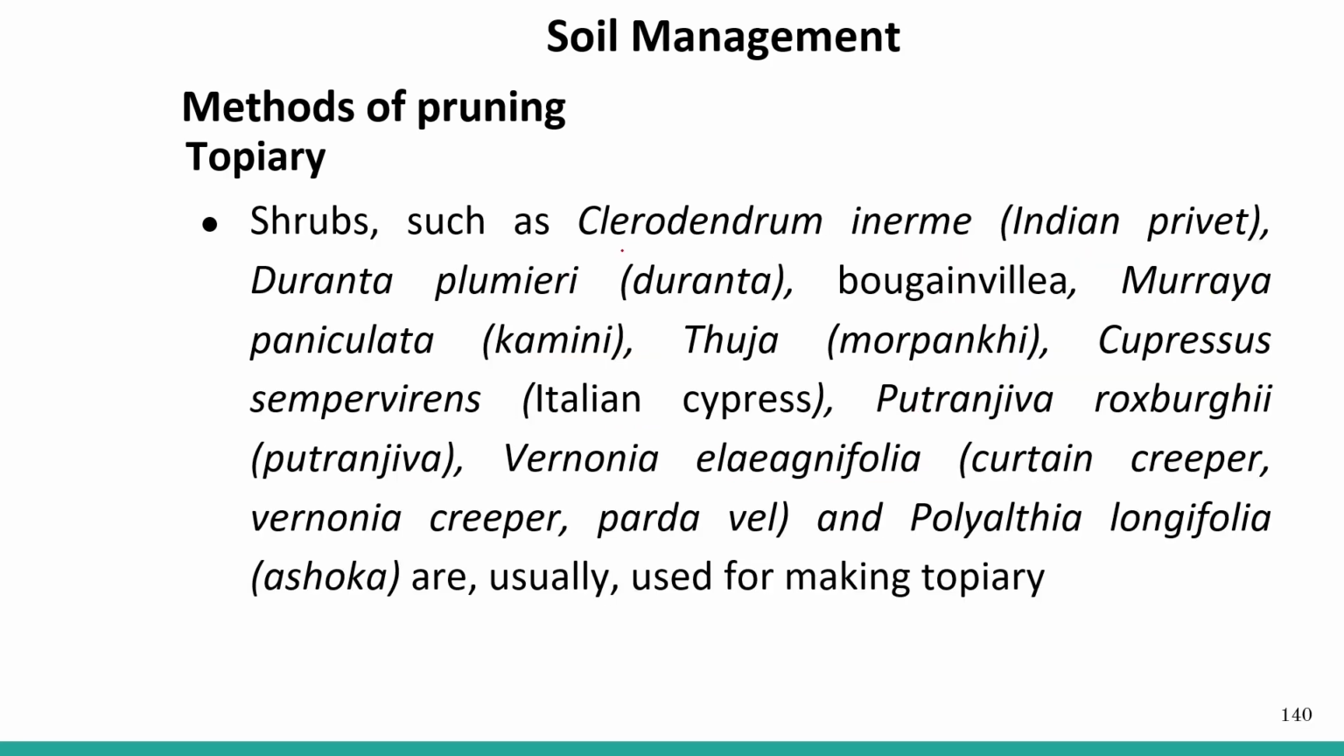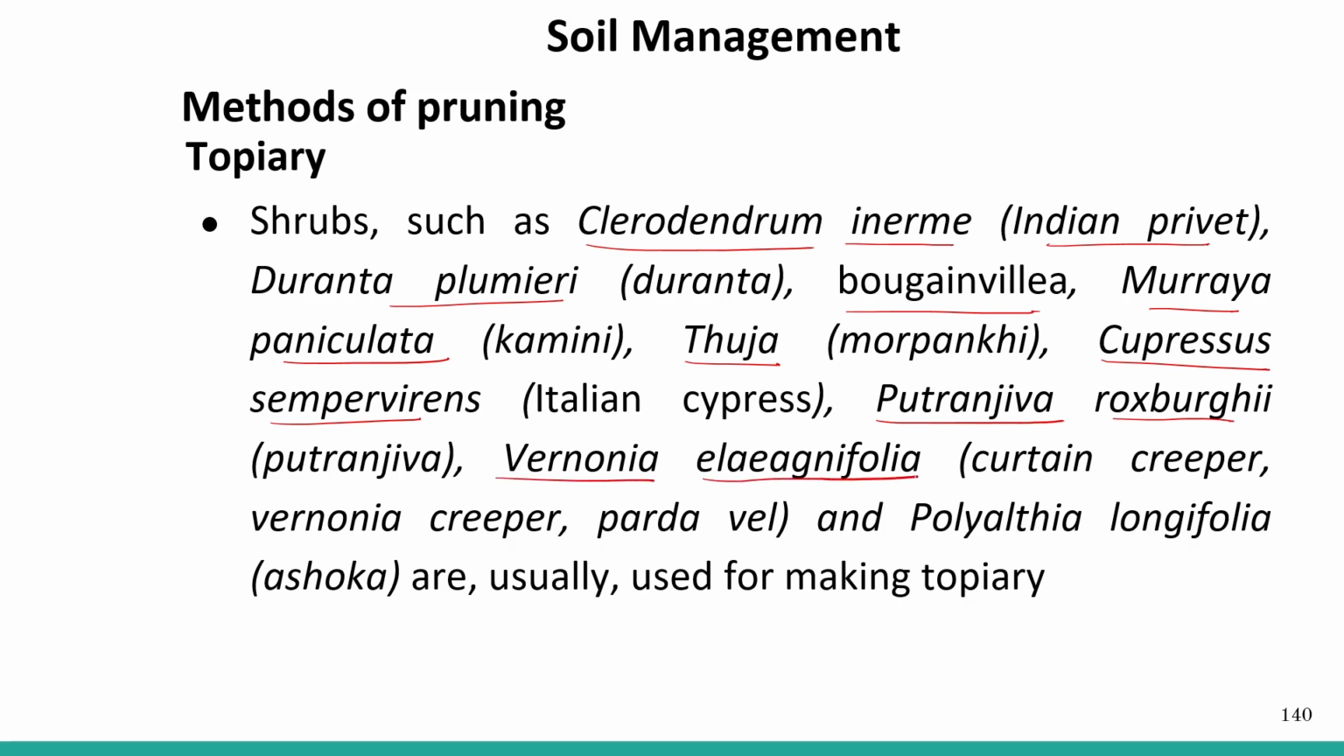Shrubs such as Clerodendron inerme, that is Indian privet, Duranta plumieri, Bougainvillea, Murraya paniculata, Thuja, Cupressus sempervirens, Putranjiva roxburghii, Veronica elaeagnifolia, and Polyalthia longifolia are usually used for making topiary. So these are some of the plants that are used for making topiary.